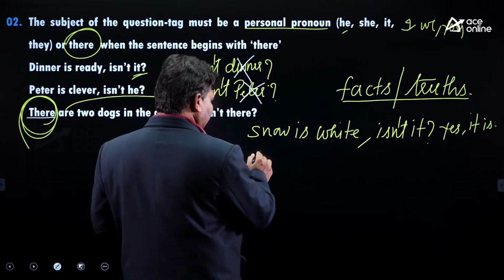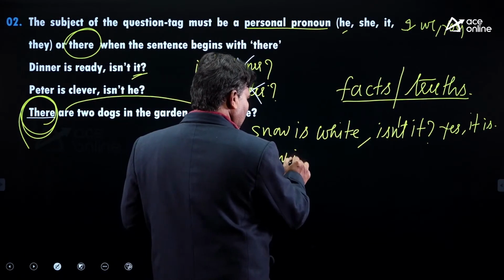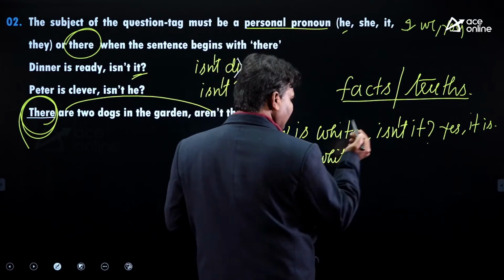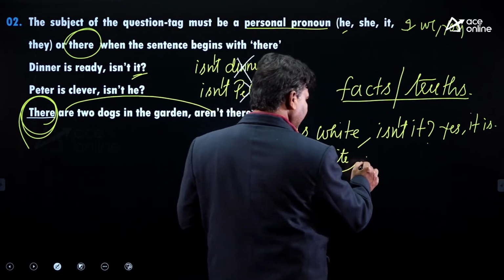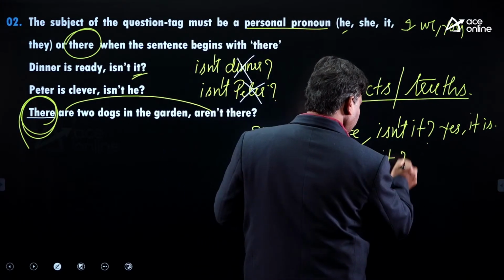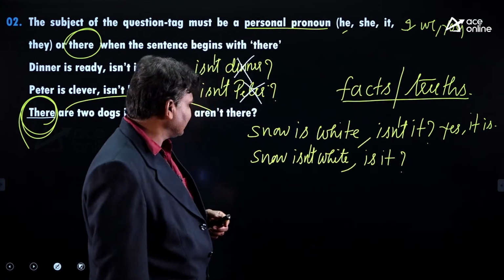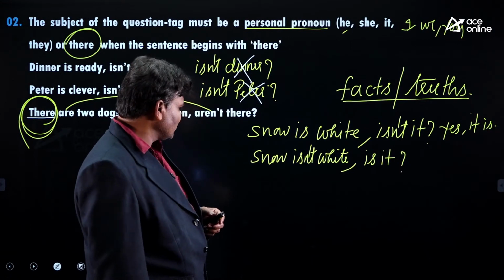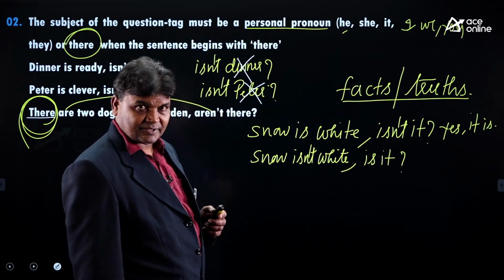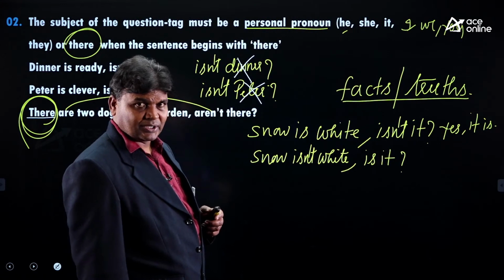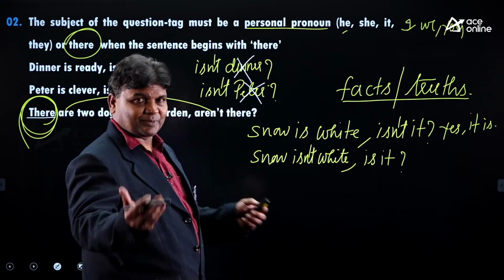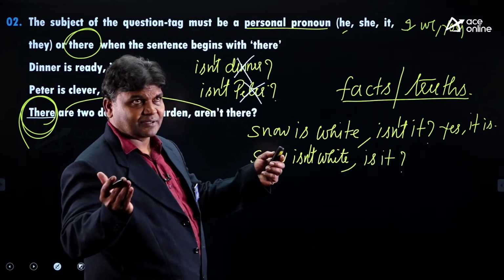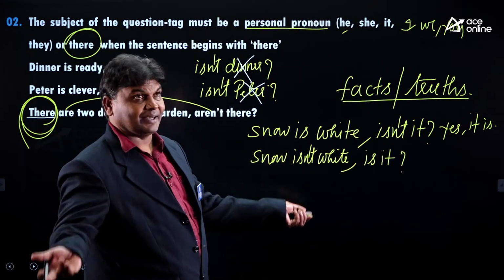Supposing I make a statement like this: snow isn't white. Definitely question tag, very easy, is it? What should be your answer? Snow is white, isn't it? Yes, it is. Snow isn't white, is it? Answer? No, it isn't. Quite many of you give me that answer: no, it isn't. Negative? Oh, very good.